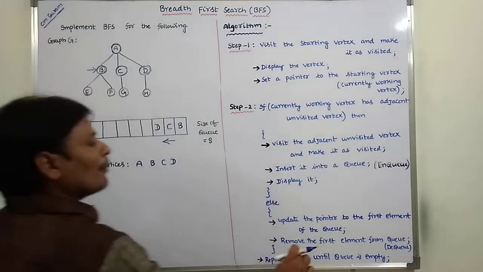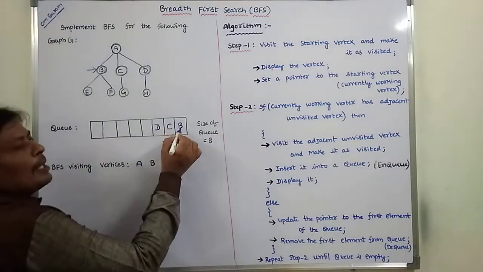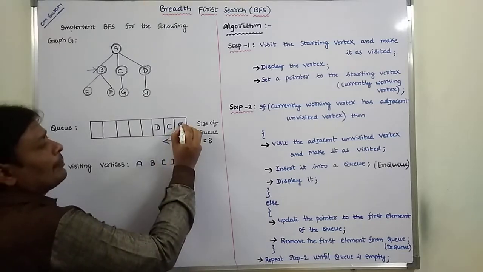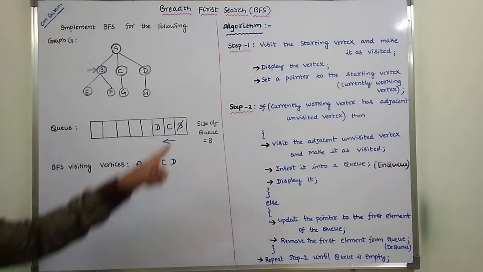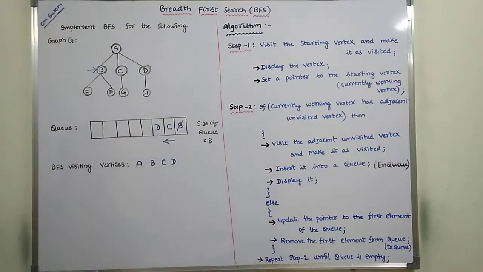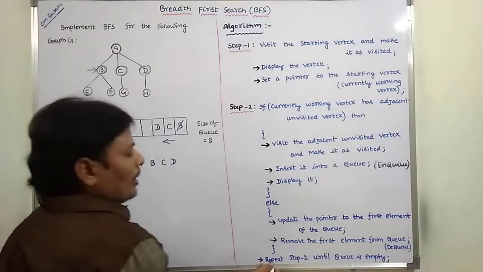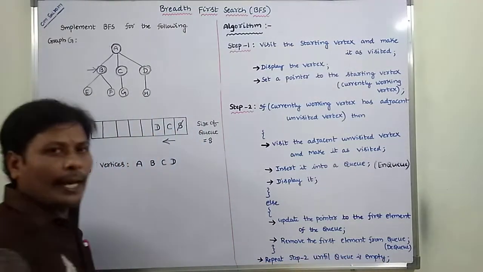Next one, remove the first element from the Q. The first element in the Q is capital B. Now remove the element from the Q. Okay, we have struck out vertex B. Next one, after that, repeat step 2 until Q is empty.